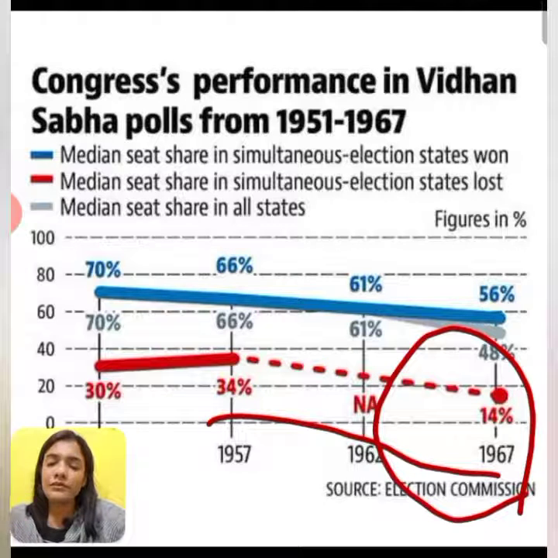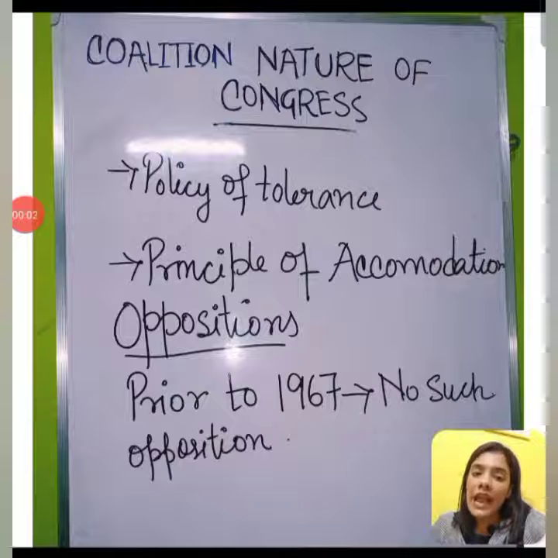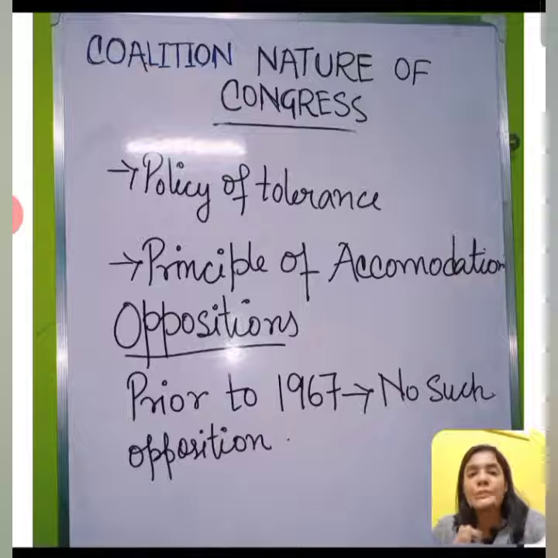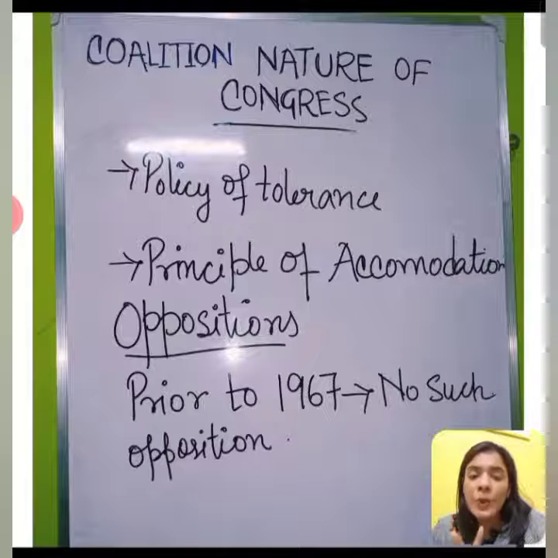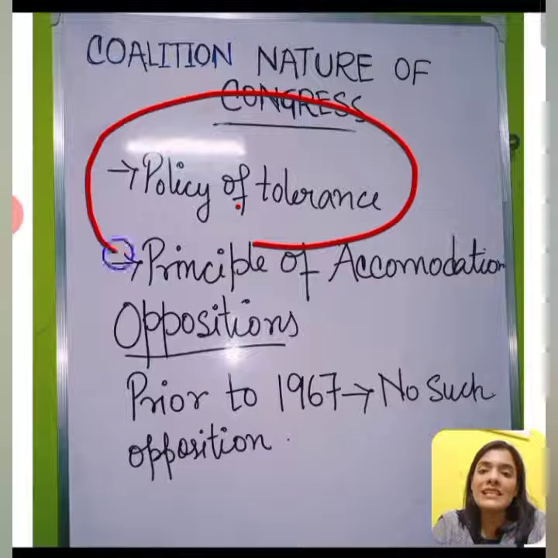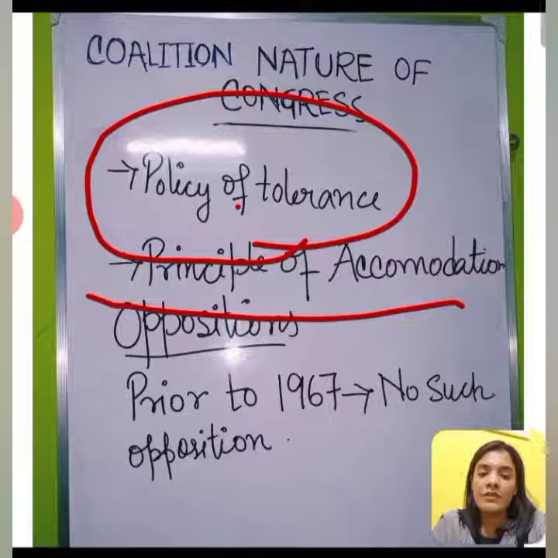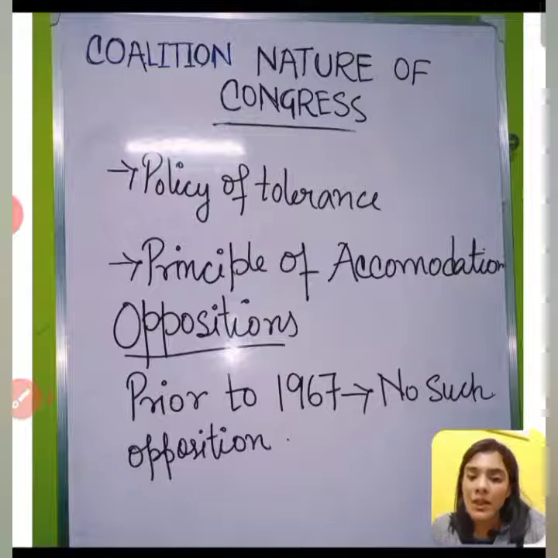Now, the coalition-like attribute of the Congress lent an unusual strength to that political party. Now how did it provide an unusual strength to the political party? Through 2 principles. What were those? First was its principle of tolerance, and second was the principle of accommodation.